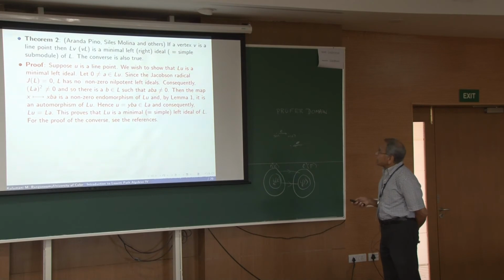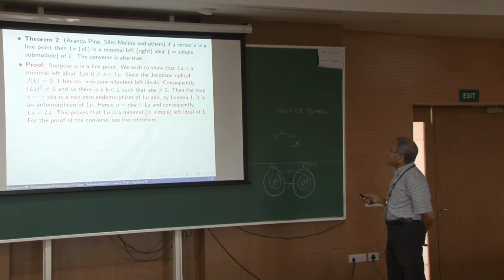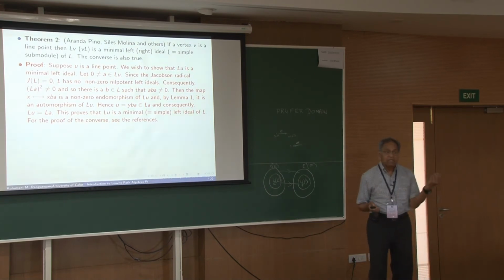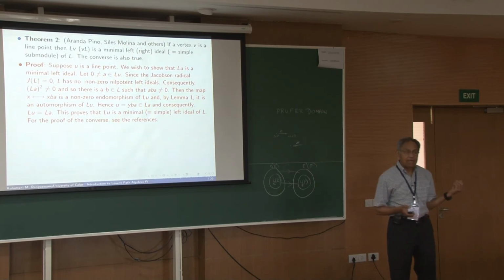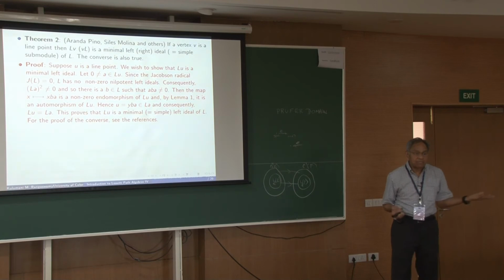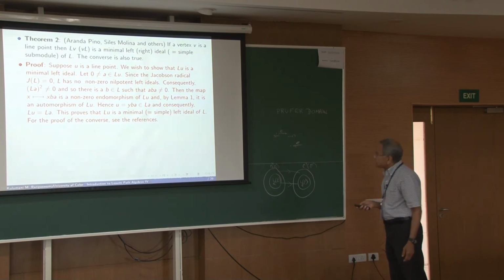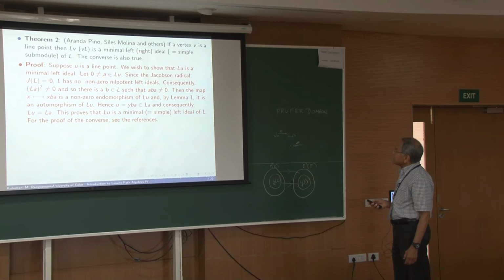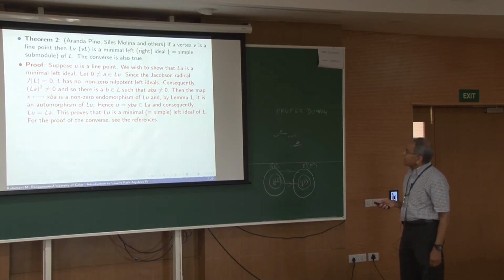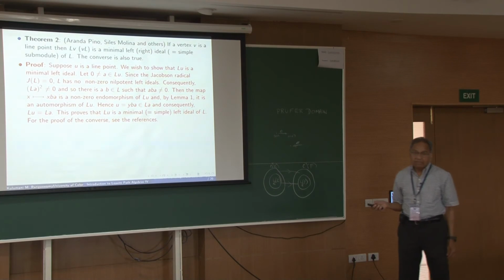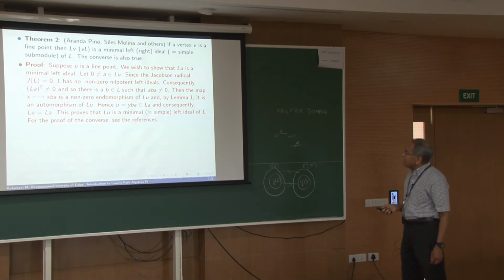Suppose U is a line point, we'd like to show that L times U is a minimal left ideal. All I need is to show, give me any non-zero element A, then the left ideal generated, L times A, must be equal to L times U. That's what essentially we need to show. But let's see how you justify that. Because the Jacobson radical of a Leavitt path algebra is 0, there are no nilpotent left ideals. So if you take this left ideal LA, then the square of LA is not 0.